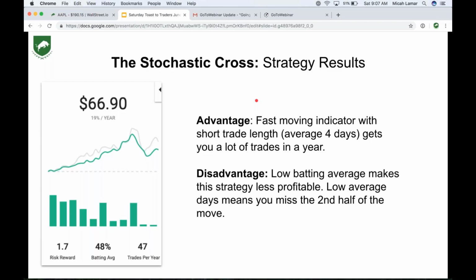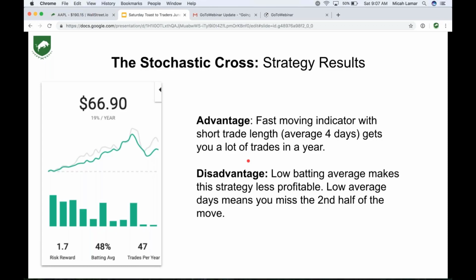Now, one of the disadvantages, though, of the stochastics is the low batting average. You can see the low batting average being at 48% means that the strategy is a little less profitable. Now, it's still profitable, so it'll still work, and that's largely because the risk reward is really good. At 1.7, it means that you'll make, on average, about $170 for every $100 that you're risking.